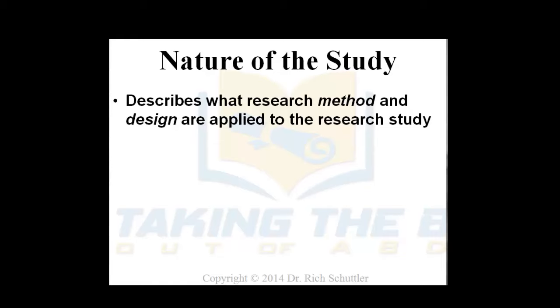For example, in a quantitative study, a couple of the different designs would be correlation or causality. In qualitative research methods, several designs you might find are phenomenological study. You might find the design to be a case study or an ontological study. What they're asking for in this section of the nature of the study is for you to describe which one you have chosen in regards to the research method and the research design.